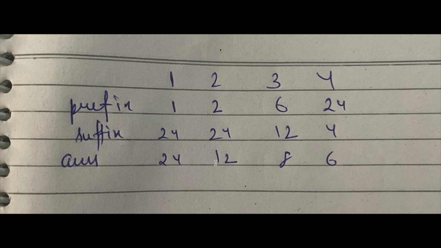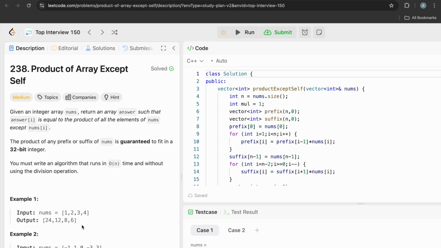For calculating the answer for any middle index, it will be the prefix of the previous index multiplied by the suffix of the next index, because the prefix contains the multiplication of all the elements before this index, and the suffix contains the multiplication of all the elements after this index. So 12 into 1 is 12, and here 2 into 4 is 8. In this way we can calculate our answer. So this will be 24 12 8 6. You can compare it, 24 12 8 6. So our answer is matching, and in this way the algorithm will work.